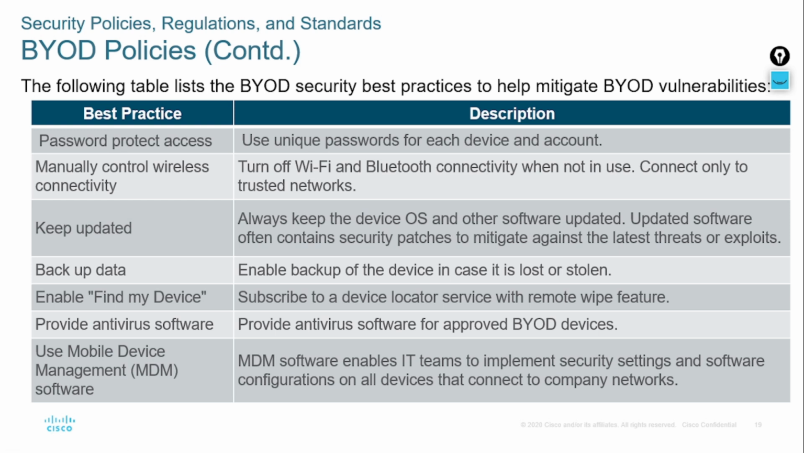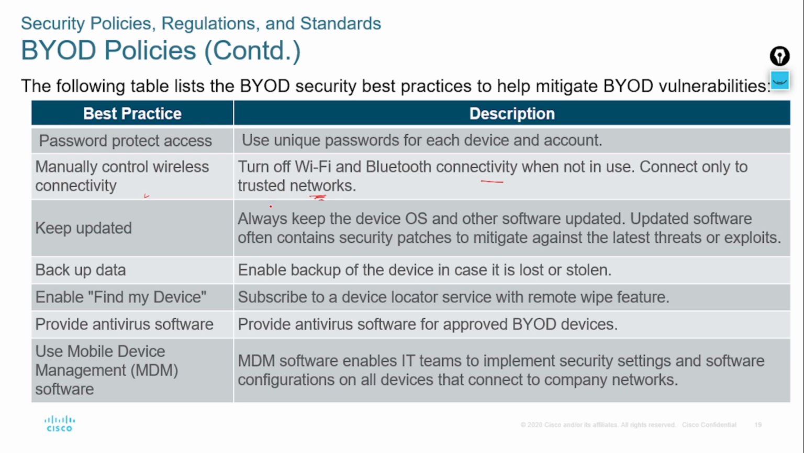So what are some of the best security practices for BYODs to mitigate the BYOD vulnerabilities? One, password protect access. Always use a unique password for each device. Don't have a similar password being used by everyone. Manually control wireless connectivity. So we have to turn off Wi-Fi and Bluetooth connectivity when not in use. Only turn it on when in use. And we encourage the users to only connect to trusted networks, not to connect to any other network.